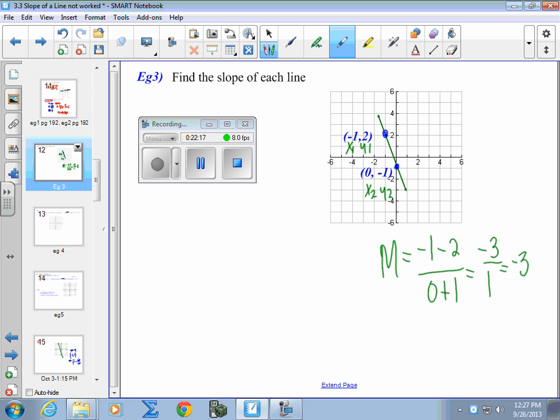Go back and look. Is it going in the right direction to have a negative slope? Right. So the slope of this line is -3. Like I said, they're just giving you a graph, and you have to pick the points off, plug them into the formula, and come up with the slope. Okay?